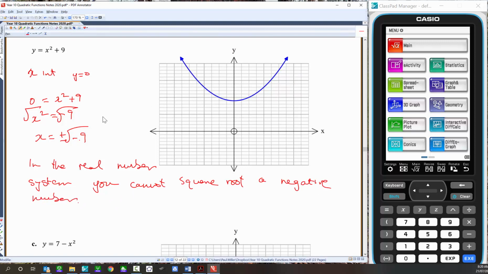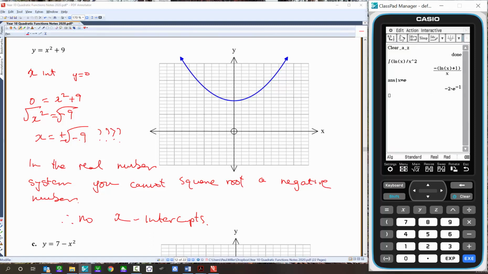So in this case here, what it's not going to do, it's not going to let us do this, in which case, what is the algebra telling us? The algebra is telling us, therefore, we're going to say no x-intercepts. Okay, so when we're trying to square root a negative number with quadratics, basically what the algebra is telling us is please do not proceed, this is not going to happen.